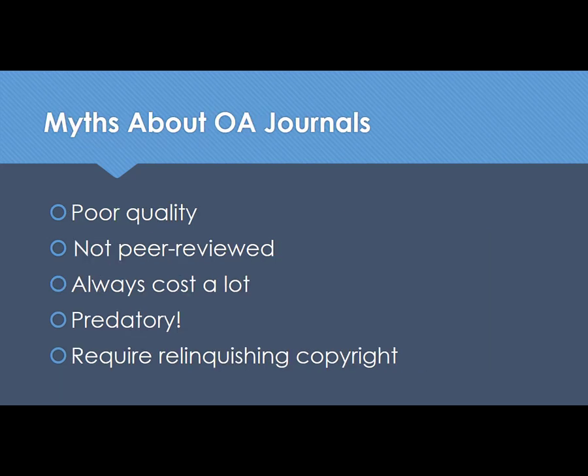Though OA journals have been around for years and are now a common feature of the scholarly landscape, they remain misunderstood by many in the academic community. Myths that persist about OA journals include the belief that they are of lesser quality than traditional journals, are not peer-reviewed, always cost money to publish in, and require that the author relinquish the copyright to their work. Finally, many believe that open access is synonymous with predatory publishing, a phenomenon which we will look at more closely later in this video.